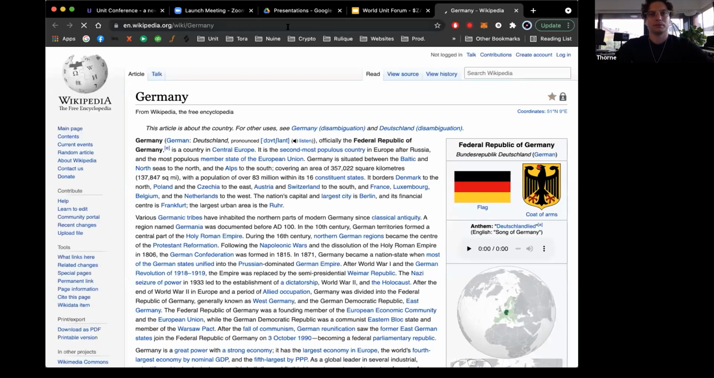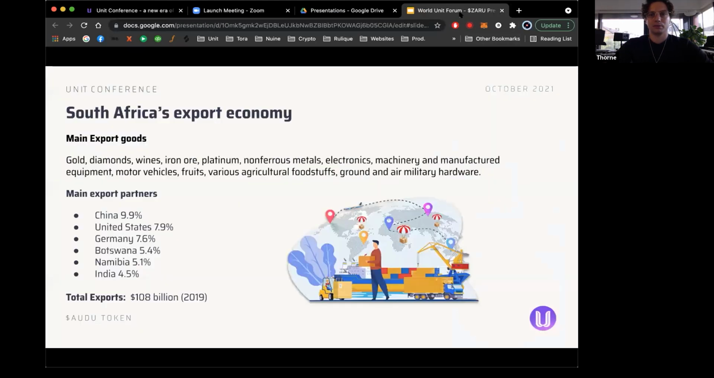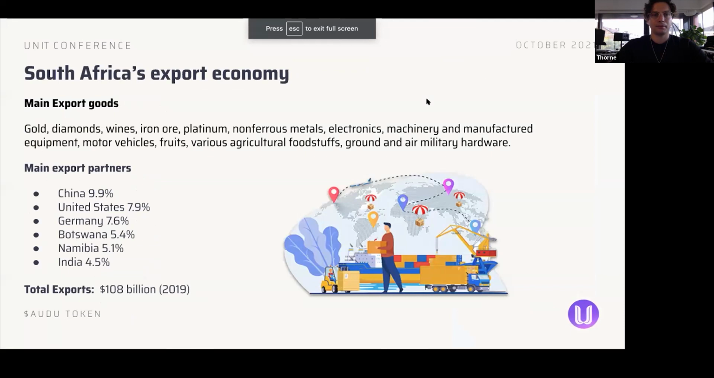Oh, here's Germany. Oopsie. Let's move that back. My apologies.